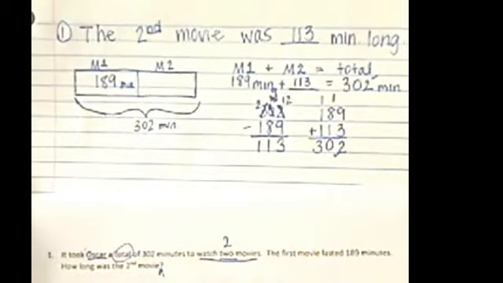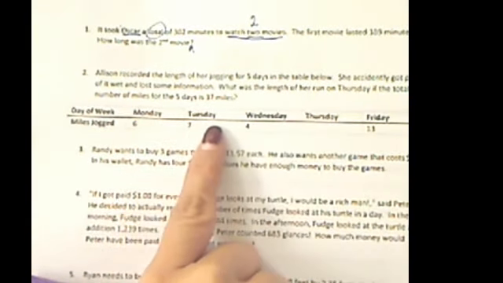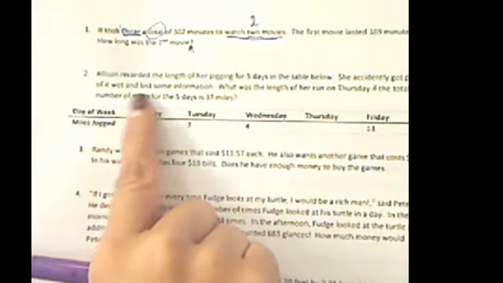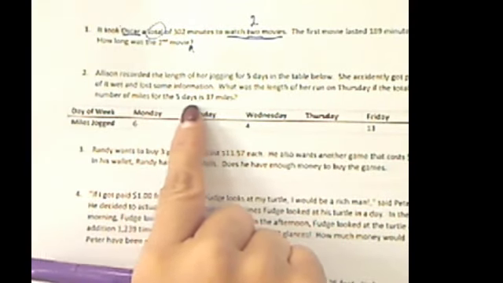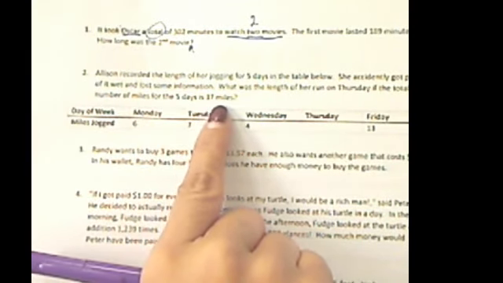So here we go. Let's move on to number 2. I'm just going to turn the page. Let's read number 2. Allison recorded the length of her jogging for 5 days in this table below. She accidentally got part of it wet and lost some information. What was the length of her run on Thursday if the total number of miles for the 5 days is 37 miles? So we've got a table here.